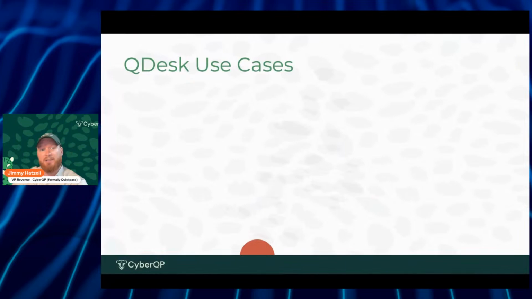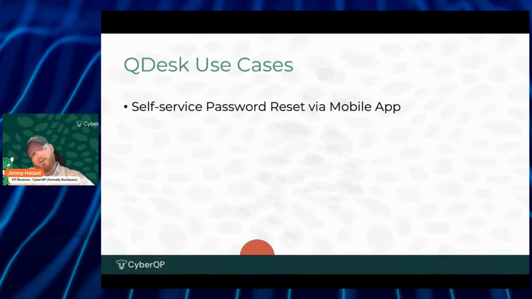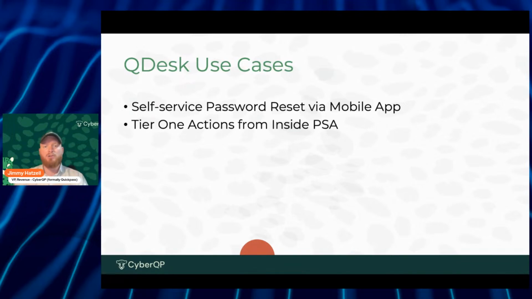Our other product is QDesk. With QDesk, you can do self-service password reset for your end users using a mobile app that they can use with Face ID or fingerprint scan. They can also do it on a web app if they don't want to install the app. And then your technicians can also do tier 1 actions, like sending them a password reset link from inside the PSA, unlocking their account, or disabling their account.